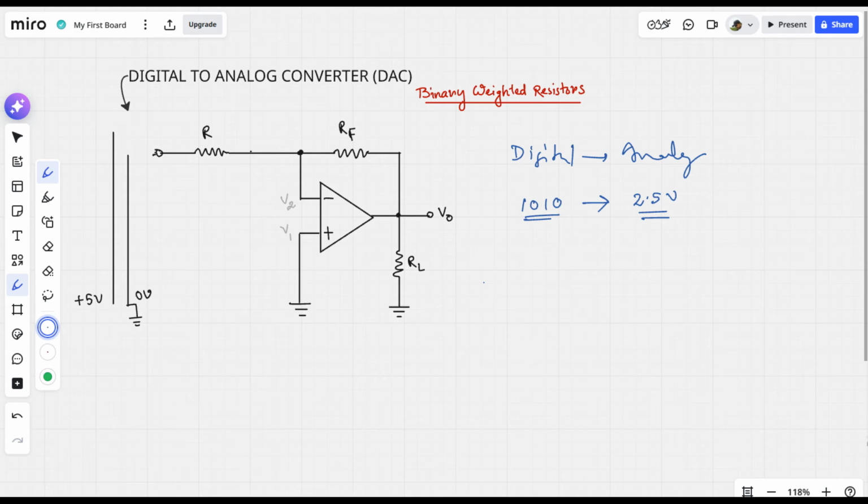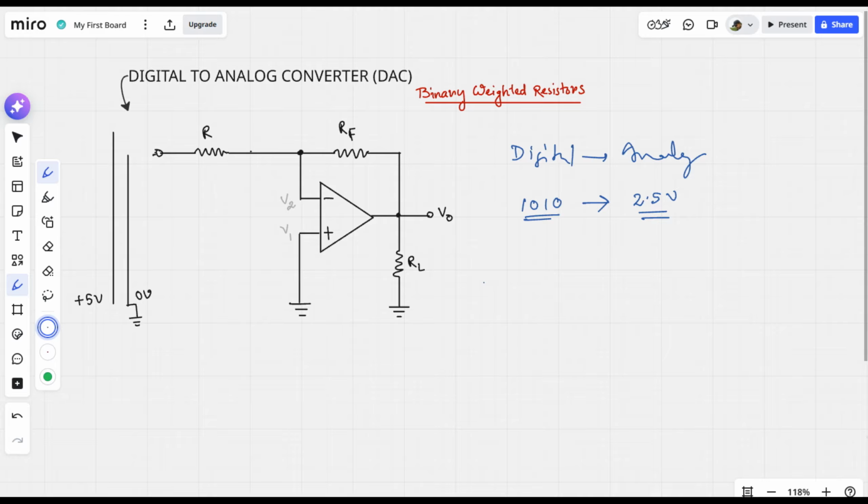Examples around us are audio systems, music players, sensors, instruments, communication systems, and control systems. Whenever digital data produces a real analog output, a DAC is working in the background. So now let us see how the binary weighted resistor DAC works.